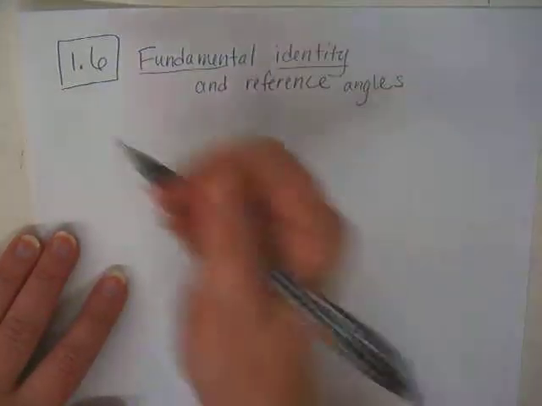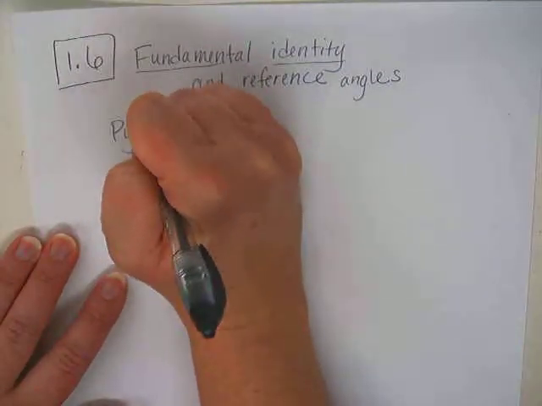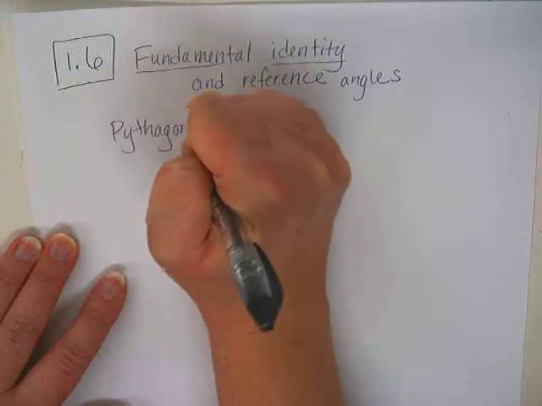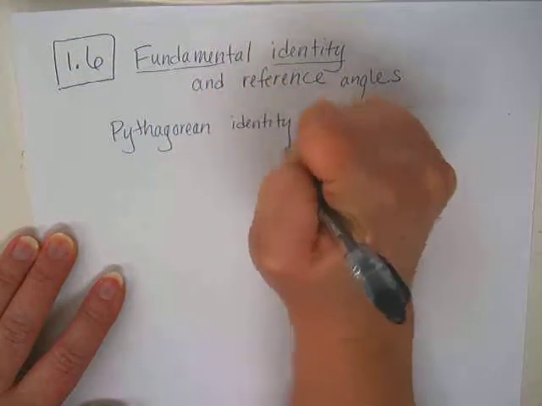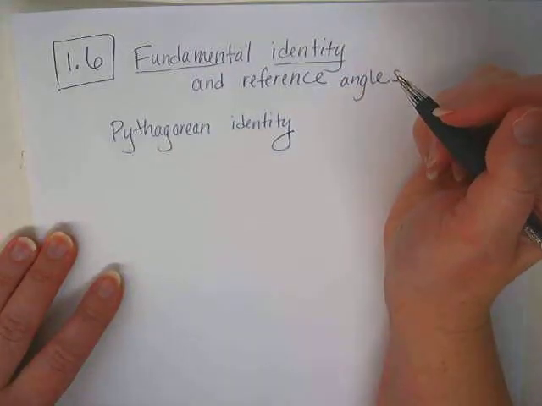Okay, so here we go. The one identity we're learning today is called the Pythagorean identity. Make sure you put this one on a card.